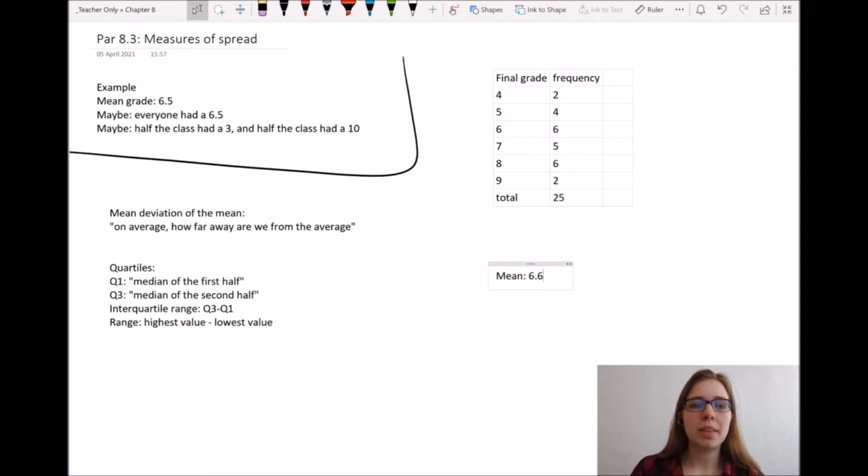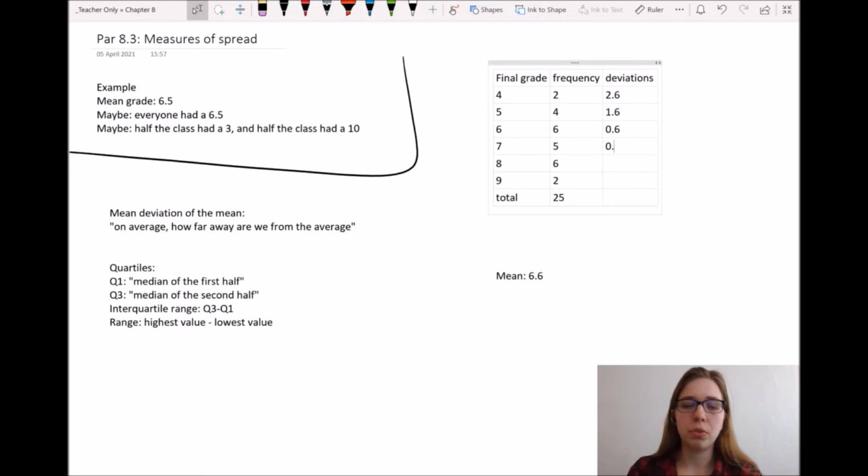So let's have a look at that mean deviation of the mean. But then I first need to know the deviations. So that's what I'm going to use this column for. The grade 4 is 2.6 away from my mean. The grade 5 is 1.6 away, 0.6, etc. 7 is 0.4 away from my mean. 1.4, 2.4. So then I have to calculate the average of these.